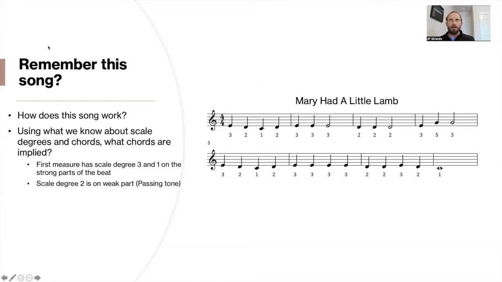Well then, what's on 2? Well, on 2 and 4, that's scale degree 2. These are on the weak parts of the beat. These are called passing tones. So on the most important beats, we hear 3 and 1. On the weaker parts, we hear this passing tone connecting the two, back to 3. So consequently, what is being implied is a 1 chord, because the 1 chord is made up of 1, 3, and 5.